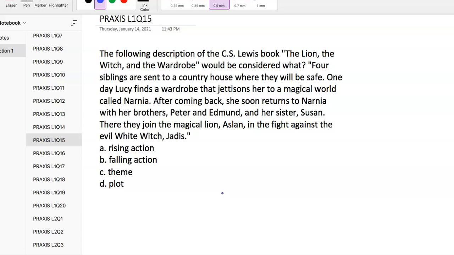Okay, and so which of these is it? So we go over these. Plot refers to a sequence of events inside a story which affect other events through the principle of cause and effect. The description we are given does refer to this type of sequence of events and therefore would be considered the plot. So the answer we want is answer choice D, plot.